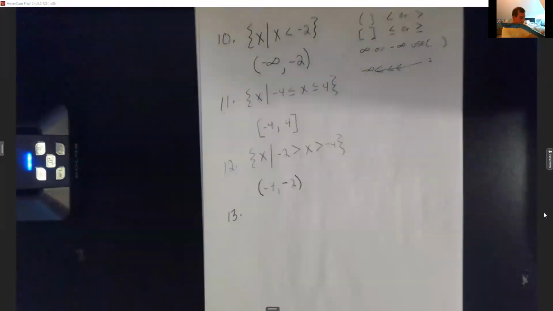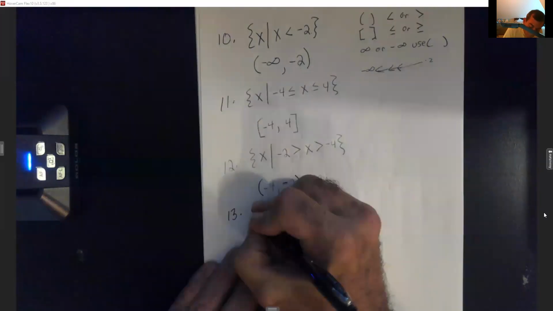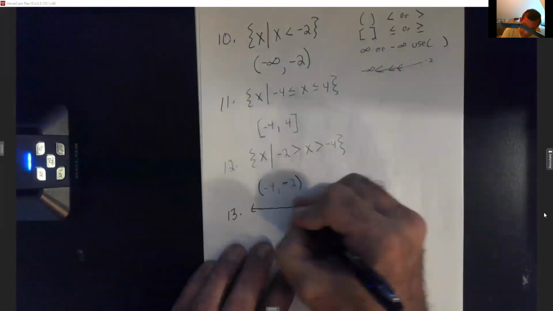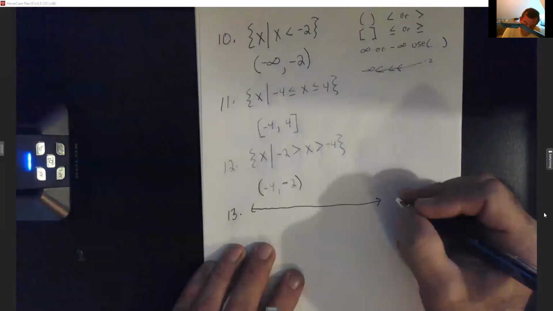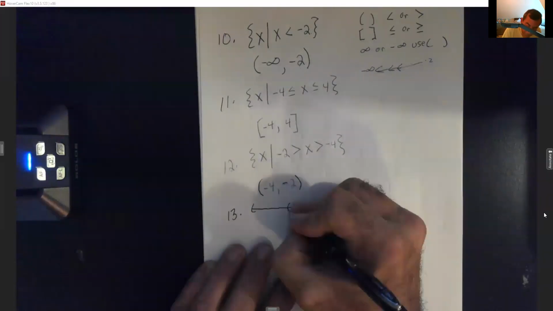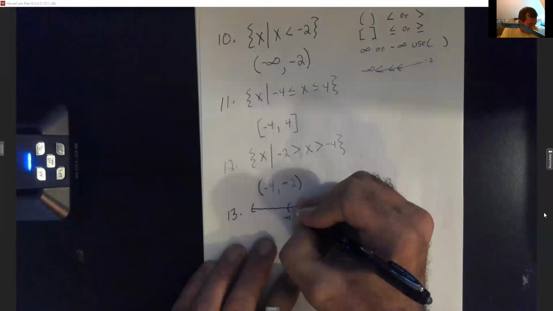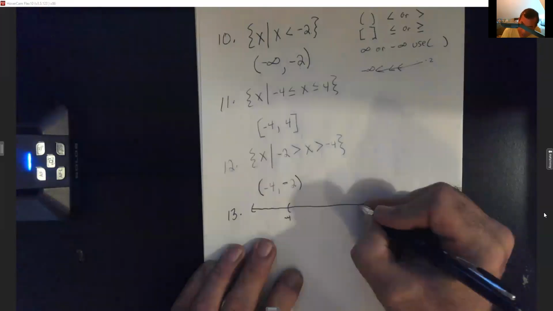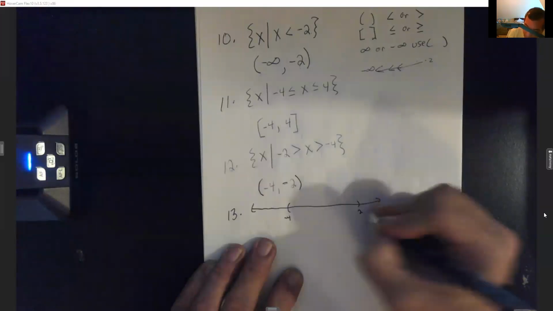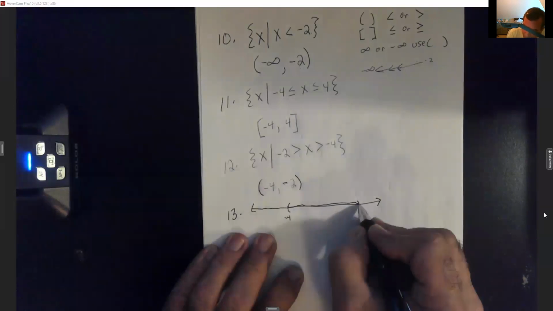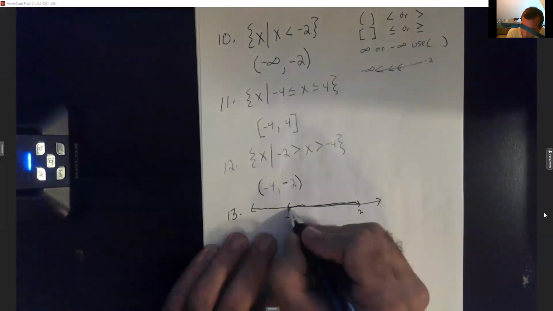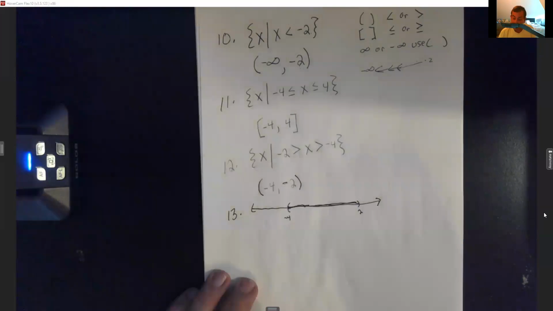All right, y'all, let's see what I got coming in next. Now, 13, they're going to give you some graphs. So I got a graph here. Over here at -4, I got a curvy parenthesis. Over here at +2, I got a curvy parenthesis. And they're shading in between those, okay? And they just want me to write this in interval notation.